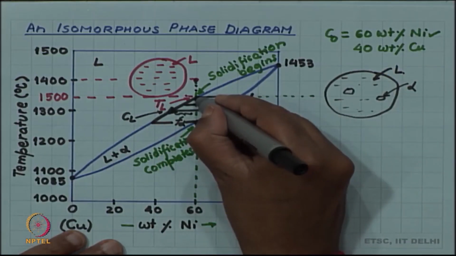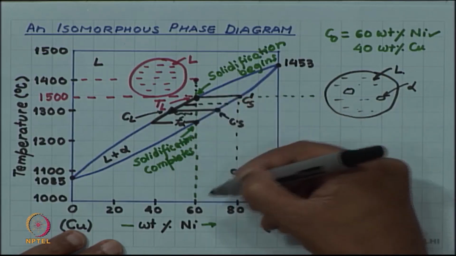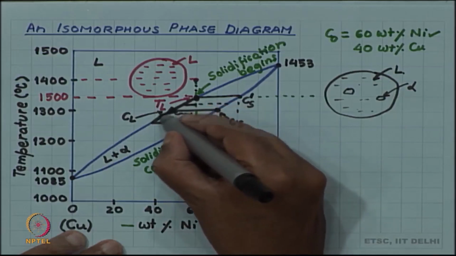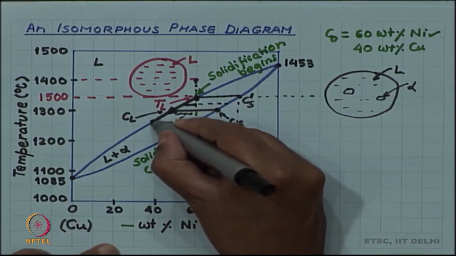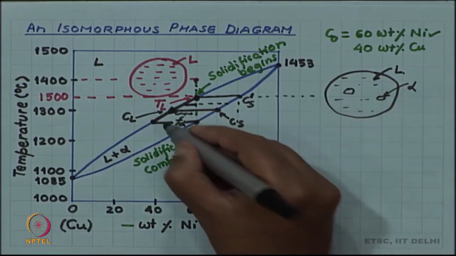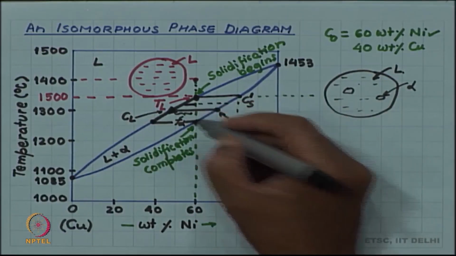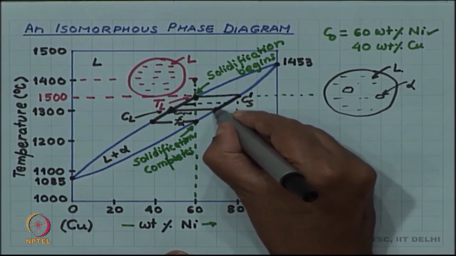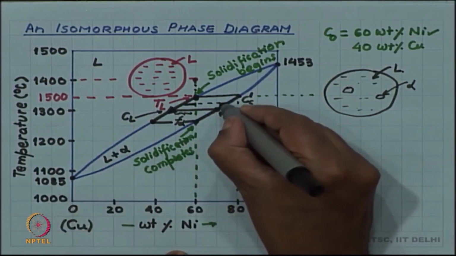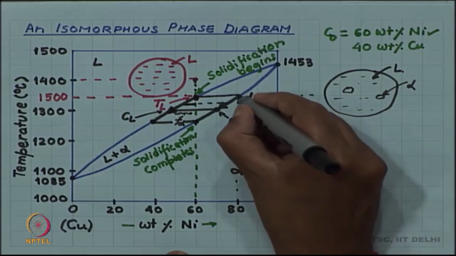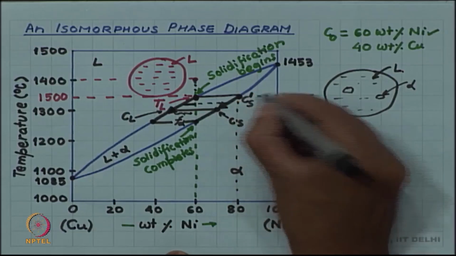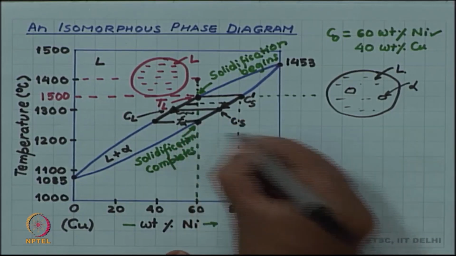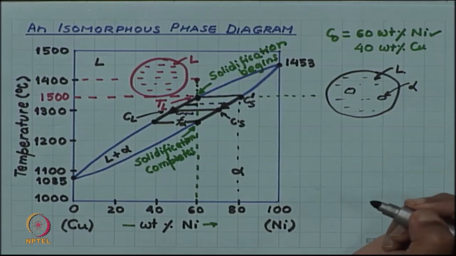Initially the liquid composition was the same as the starting liquid, but gradually the liquid depletes in nickel, and the final liquid which is solidifying is of much lower concentration than the original alloy. Same thing happens with the solid also. The solid composition evolves along the solidus line. The first solid to form was this CS1 which I have written, but the final solid which is forming is of composition same as the alloy composition.